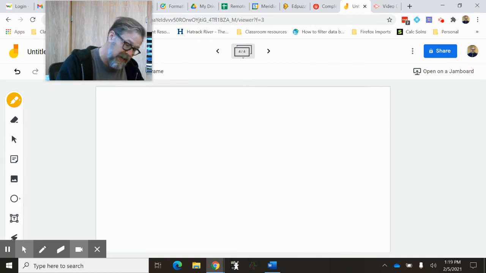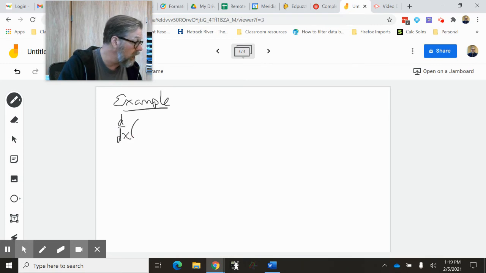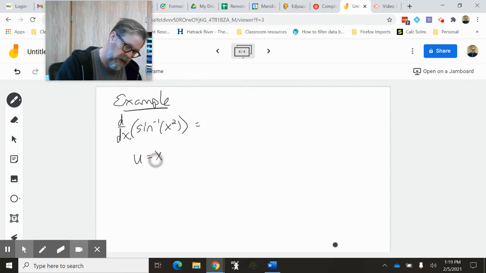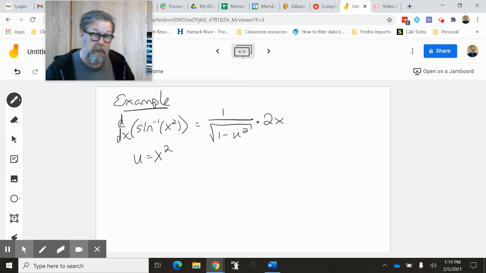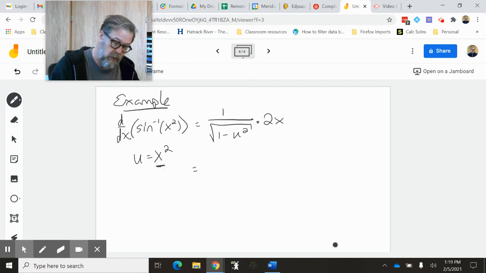Our example today is find the derivative with respect to x of arcsine of x squared. Well, we'll let u equal x squared. So this is 1 over the square root of 1 minus u squared times the derivative of u. Be careful, this is where people mess up. I've got to plug that x squared back into this equation. This becomes 1 over the square root of 1 minus x squared squared, which is x to the 4th, times 2x.